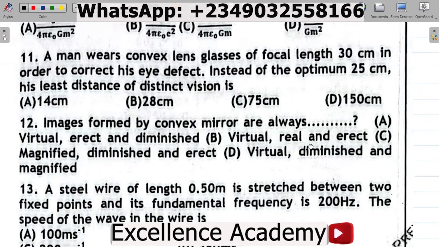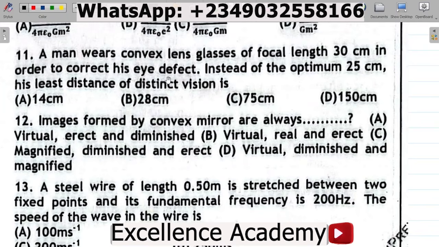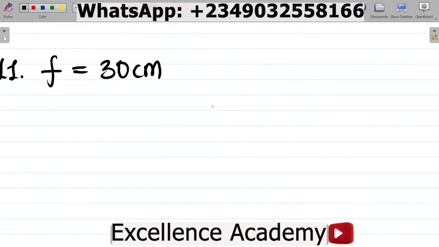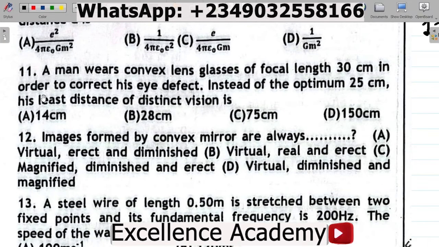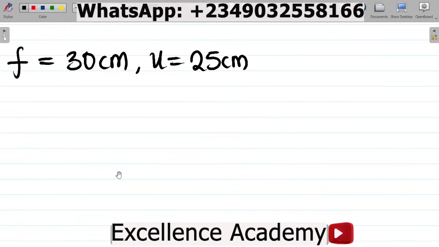Next, they said, in order to correct his eye defect, instead of the optimum 25 cm. Now, this optimum 25 cm here simply represents the object distance. So take u as equal to 25 cm. Now, they asked his least distance of distinct vision, right? What that means is simply your image distance v. You have to find the value of v. So that's for this question.